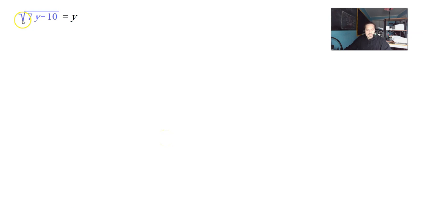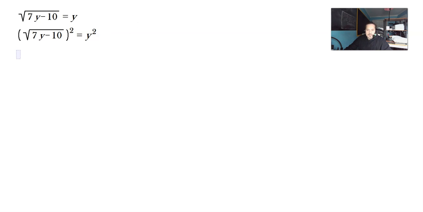It says the root of 7y minus 10 equals y. You've got to get rid of the square root symbol. For that reason, the opposite of taking the square root is squaring. You're going to write this, in other words, at first as 7y minus 10, and then you just square this side and also square the other side. You have to maintain balance by squaring both sides.